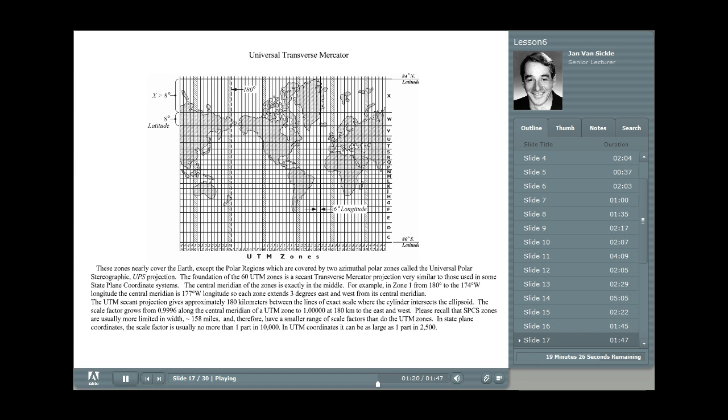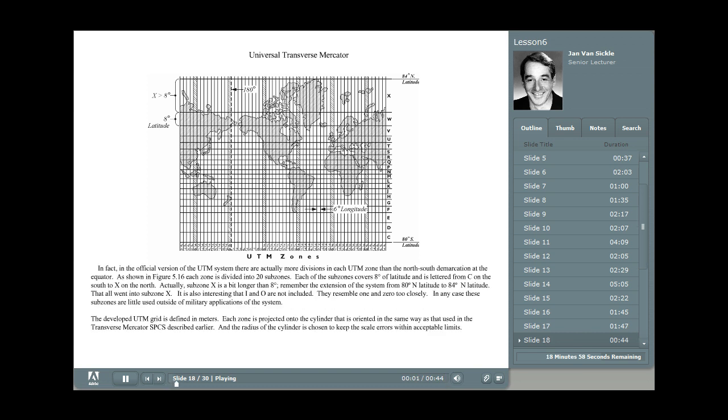Now, the state plane coordinate factor was designed to not exceed 1 part in 10,000, and the UTM coordinate factor can get as large as 1 part in 2,500. So, as I say, 4 times less accurate with the UTM system. But the convenience of covering a larger area is benefit enough for the change in the scale factor for some applications.